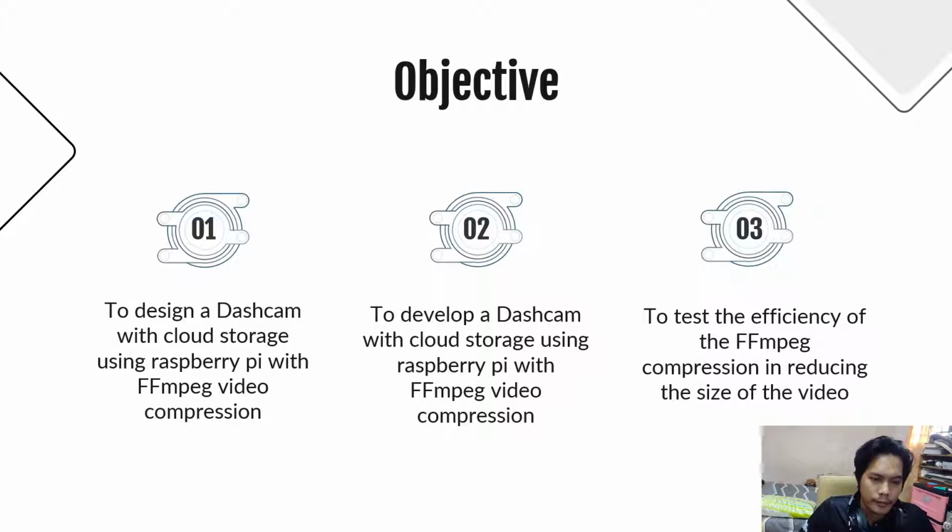So we can see that with the help of the dashcam with the cloud storage, we can store the files inside the cloud storage instead of inside the SD card. And also the FFmpeg video compression will compress the file and then upload it. So the size of the file will be much smaller to save data, and also much faster because the file size is not too big. So it will reduce the time taken to upload to the cloud.